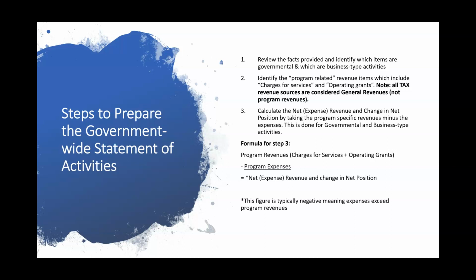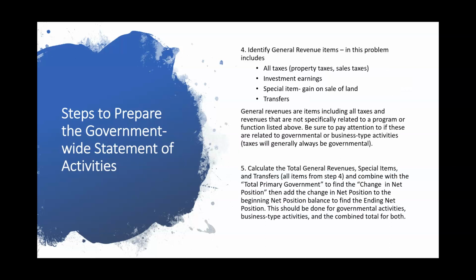Be aware, this is typically a negative number. What that means is that your expenses exceeded your revenues. This is not unusual for a program, right? This is not unusual in governmental accounting. So step 4, now we're going to identify all general revenue items, okay? So in this problem, that's going to be all the taxes, any investment earnings, any special items like gain on sale of land, gain on sale of an asset, things like that, and any transfers that you're getting from other governmental funds or other governments, whatever the case may be, okay? Just recall that your taxes, that's the big one. Any tax is going to be considered a general revenue.